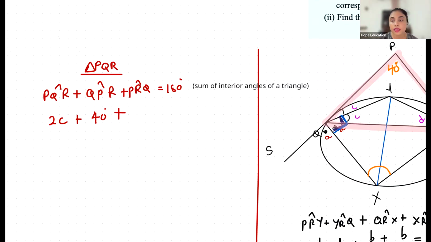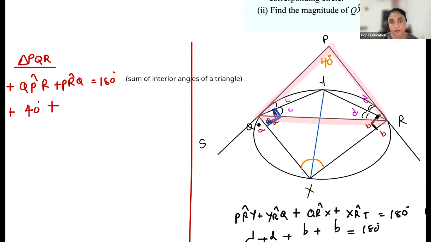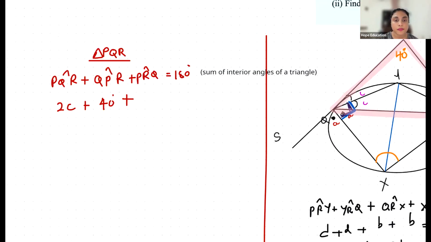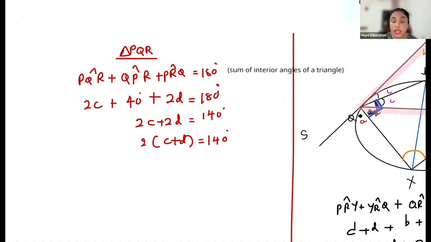Sorry, PRQ means 2D. Equals 180. So 2C plus 2D is 180 minus 40, that is 140. Taking 2 common, C plus D equals 140 over 2. Dividing both sides by 2, I get C plus D is 70. So C plus D is 70.